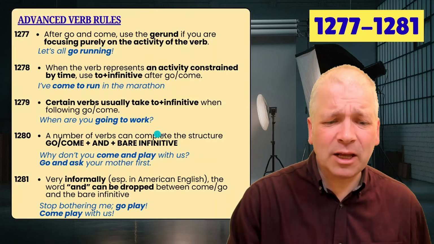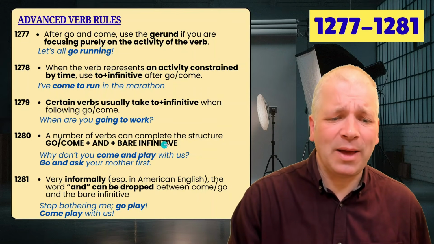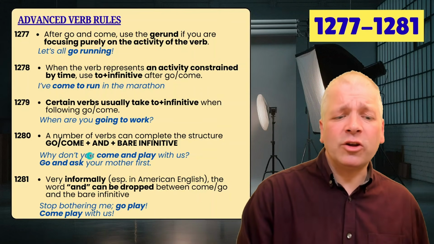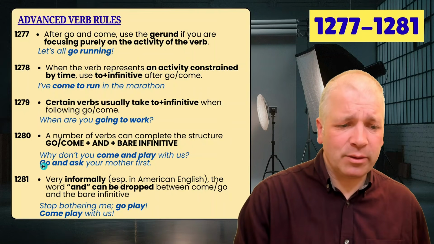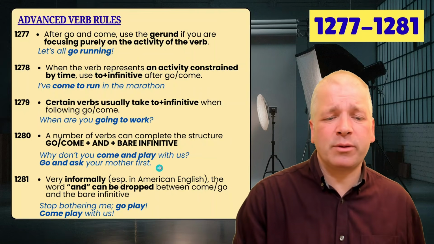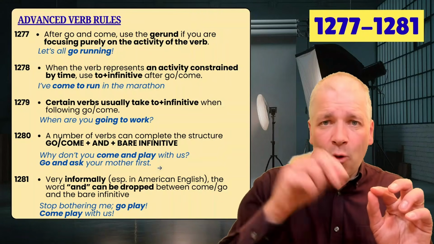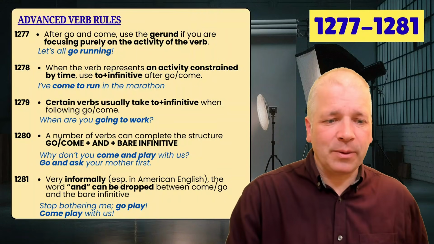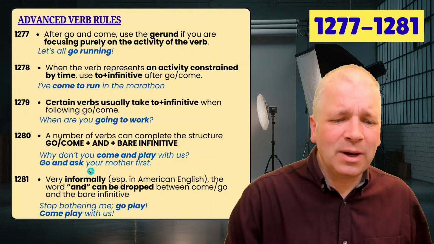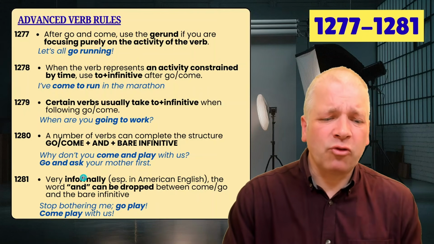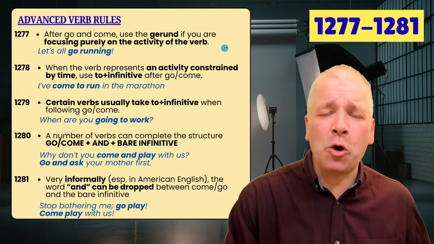A number of verbs can complete the structure go, come, and bare infinitive. Why don't you come and play with us? Go and ask your mother first. So it's where you have these two together. Go and something. Come and something. Very informally, especially in American English, you can drop and. Stop bothering me. Go play.